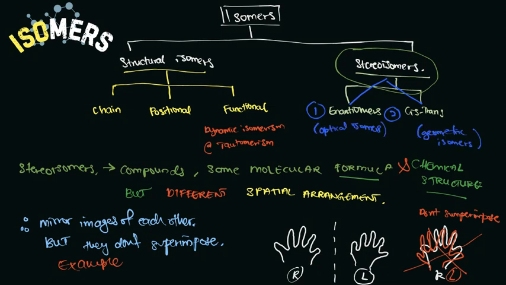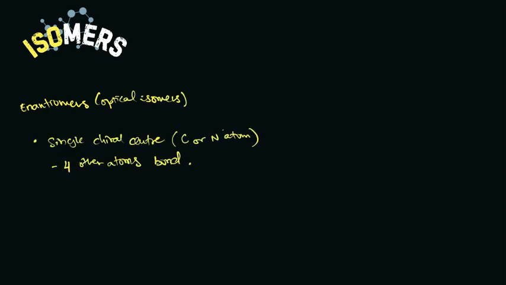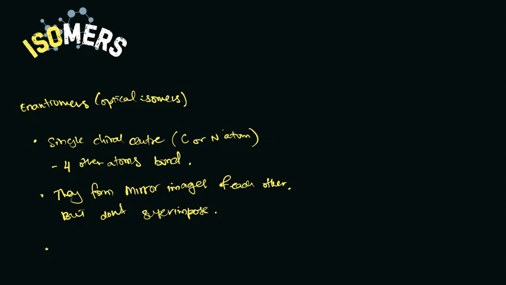Stereoisomers can be further classified into enantiomers or cis-trans isomers. They have older names. Enantiomers were previously known as optical isomers and cis-trans as geometric isomers. So enantiomers or optical isomers have a single chiral center consisting of either a carbon atom or an atom with 4 other atoms bound to it. They form mirror images of each other, but they don't superimpose, like the example of the hand that I just showed earlier. And because they have the same molecular and chemical structure, they have identical physical and chemical properties.